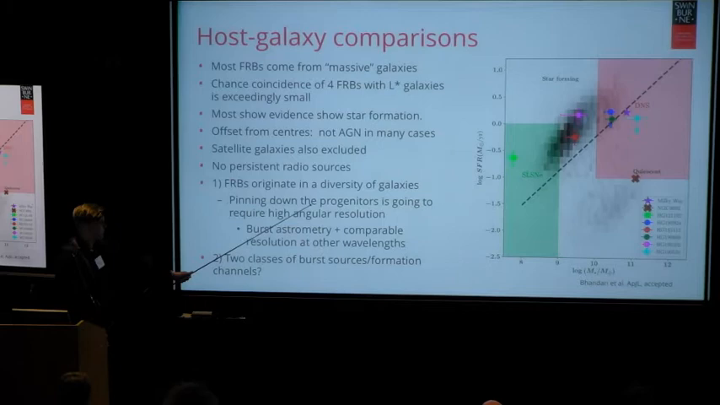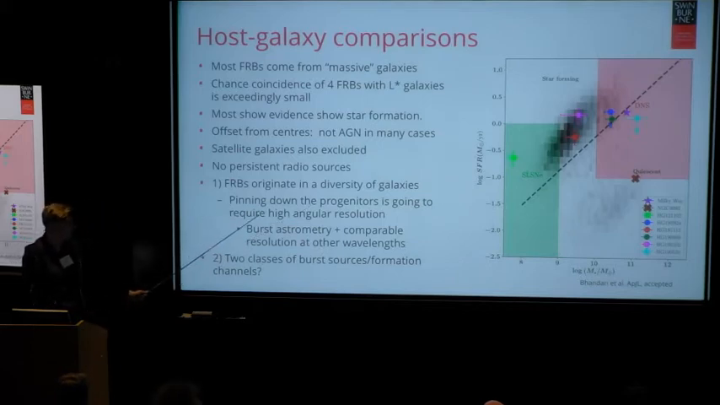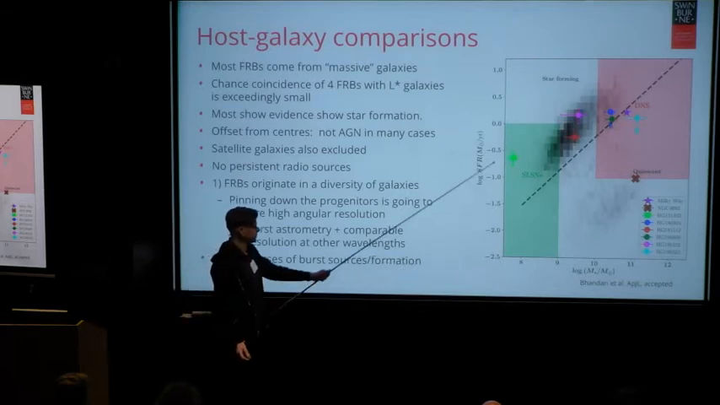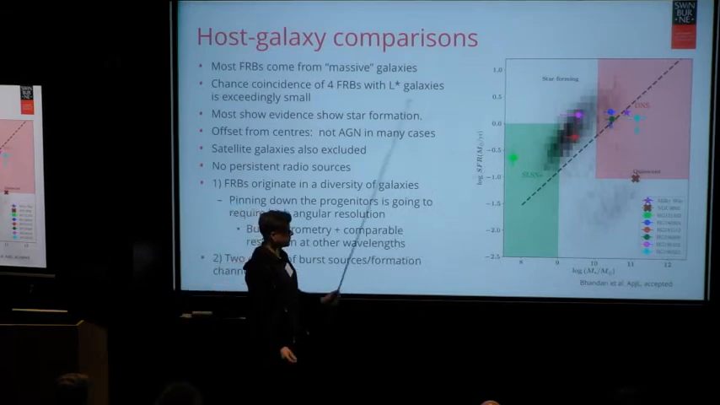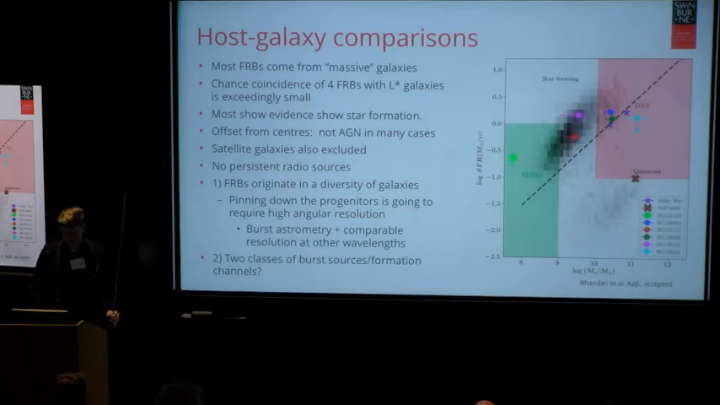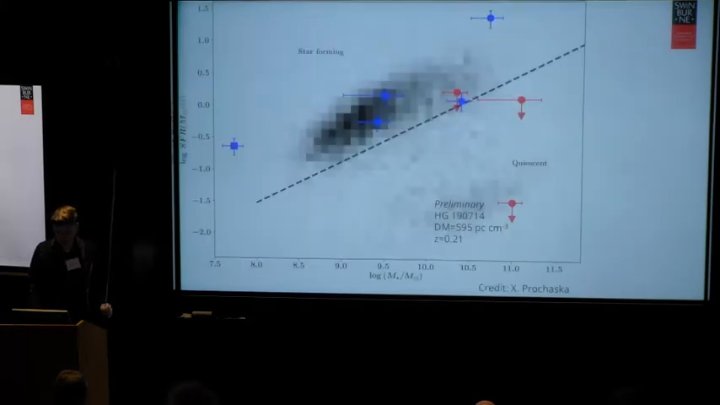FRBs originating in a diversity of galaxies, and at that point you'd argue that pinning down the progenitors is going to require higher angular resolution, burst astrometry and comparable resolution at other wavelengths. Or is there more than one formation channel? This plot here is showing you the galaxy types in which you'd expect to see superluminous supernovae and double neutron star mergers, which are 2 channels to produce magnetars. But the galaxies at this point are very diverse.